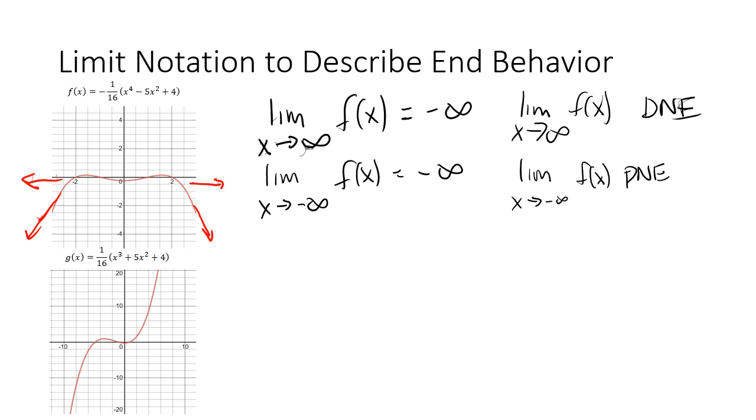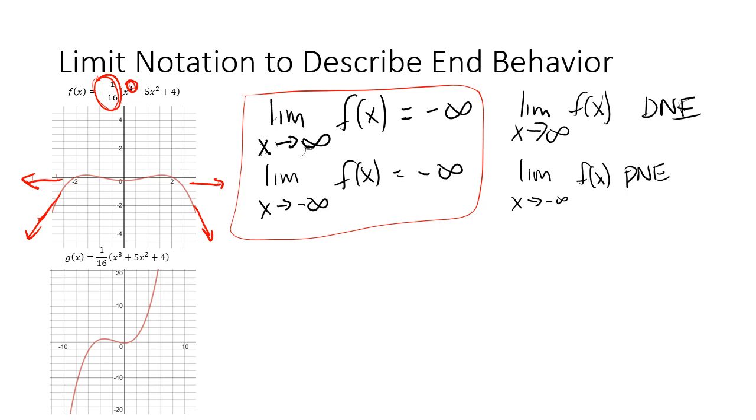Note that this will be the same for every even degree polynomial that has a negative leading coefficient. And so we don't actually have to look at the graph. If we see that it has a negative leading coefficient and it's an even degree polynomial, this is the end behavior of that polynomial.